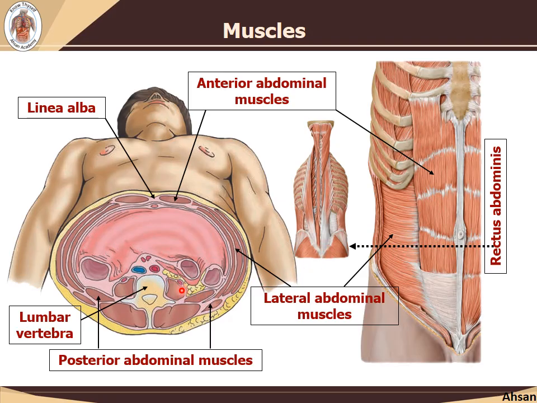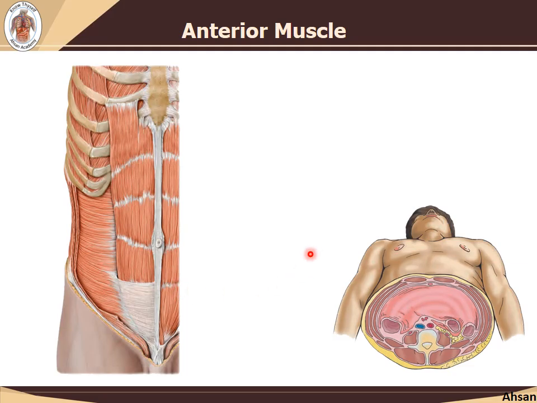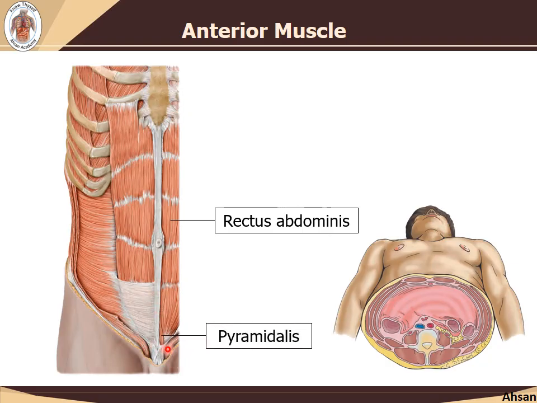The posterior muscles, these paravertebral muscles, form the posterior wall of the abdomen, and this posterior paravertebral muscle is continuous throughout the length. So they are considered the back muscles as a whole. Now let us see the anterior muscle. This is the rectus abdominis muscle extending throughout the length, and a very small pyramid-shaped muscle, known as the pyramidalis muscle.